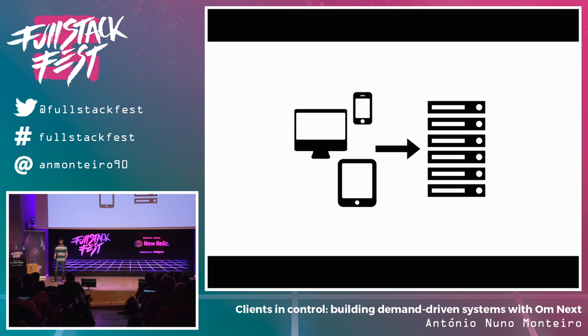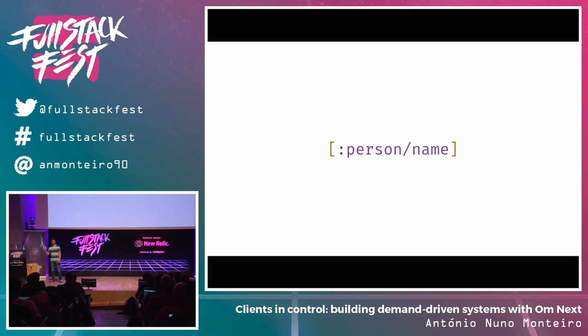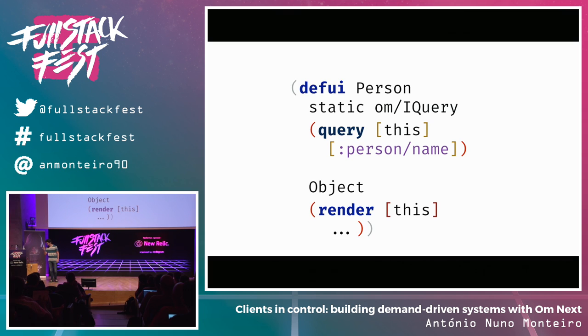How do we make precise requests with Om Next? Just like in Relay, we have query expressions. Query expressions are co-located with components, and they let us annotate exactly within the definition of a component what this exact component needs, their data needs for rendering. And this is how an Om Next component looks.